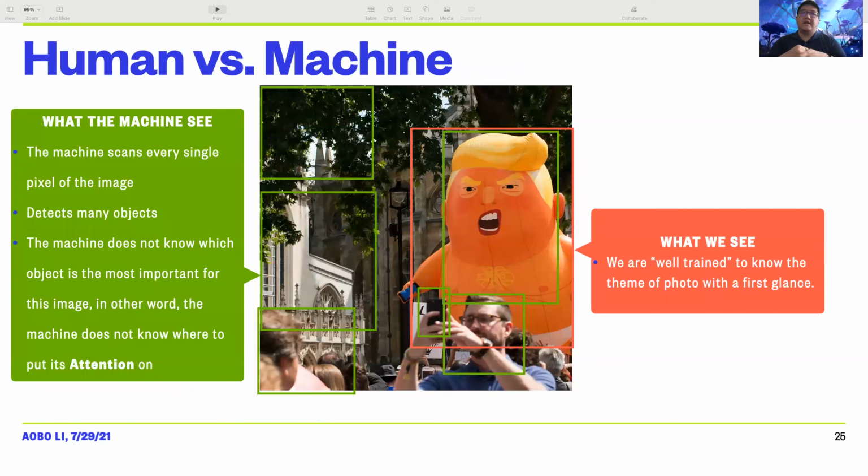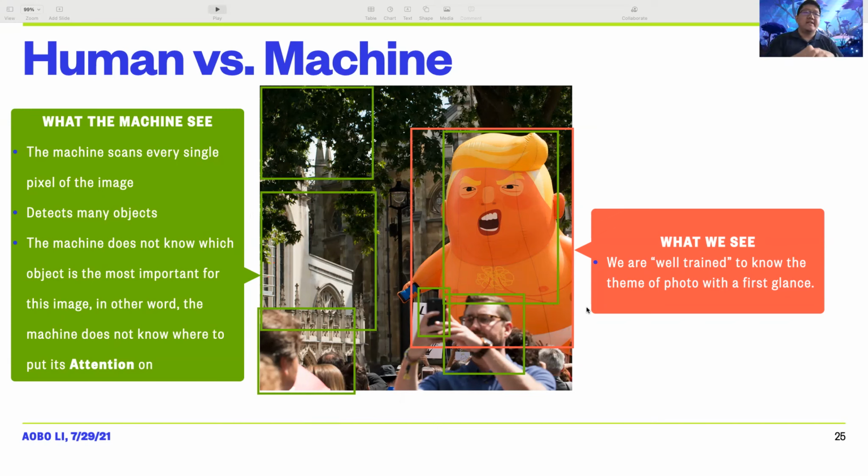So here, I will start talking about the attention-based mechanism. Before we start, I would like to give you an analogy of what attention is. This is a picture of the Tron balloon. When we use a machine, for example a convolutional neural network, to analyze this image, it scans a filter throughout the entire image and captures some features. It finds a tree here, a church here, some people here, a cell phone here, and then a balloon.